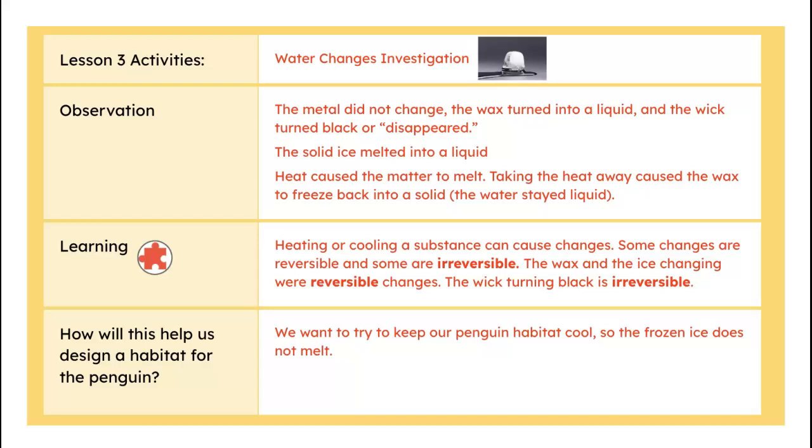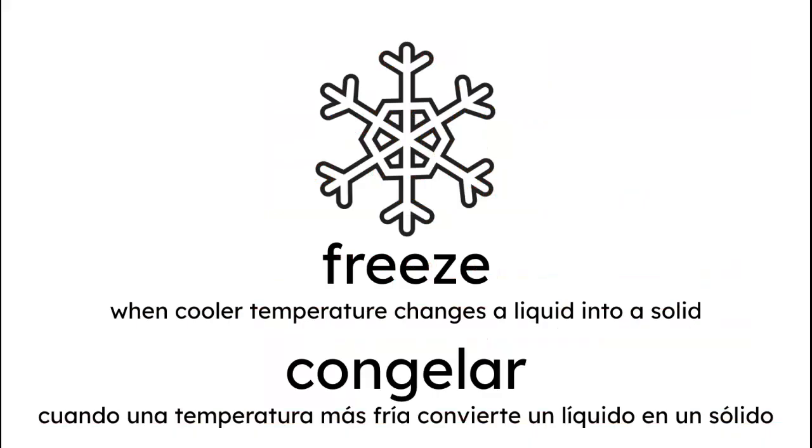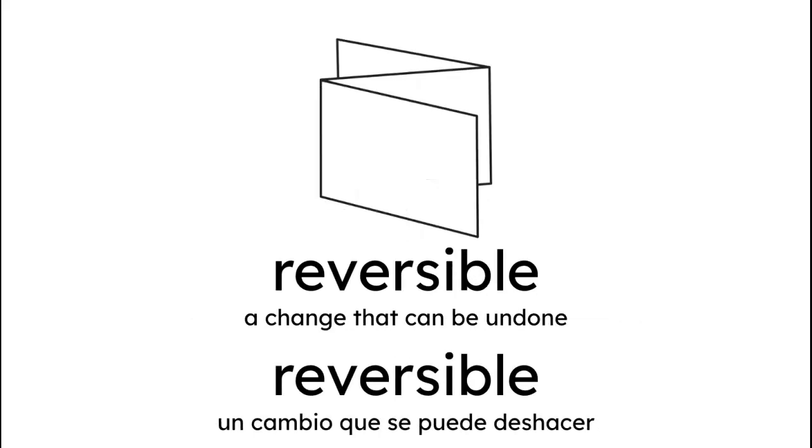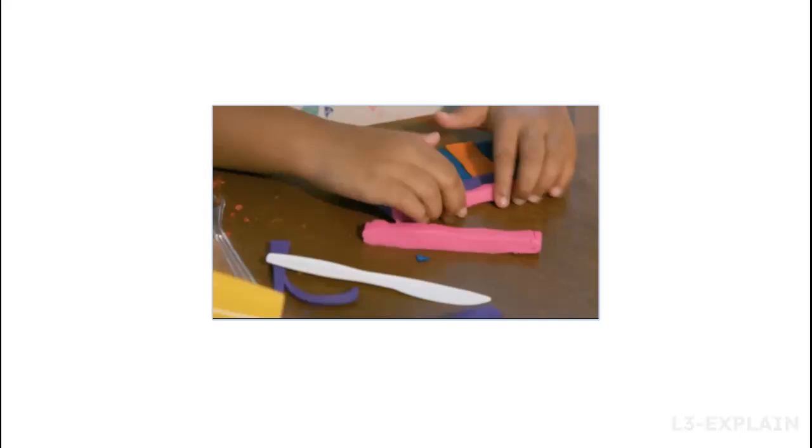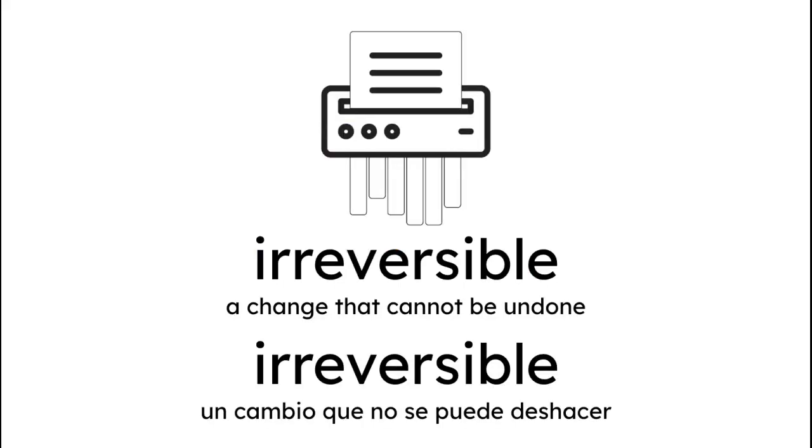By the end of the discussion, students should understand that we want to try to keep our penguin habitat cool so the frozen ice does not melt. During the discussion, you'll post the freeze and reversible vocabulary cards. You'll also play the reversible and irreversible changes video and post the irreversible vocabulary card.